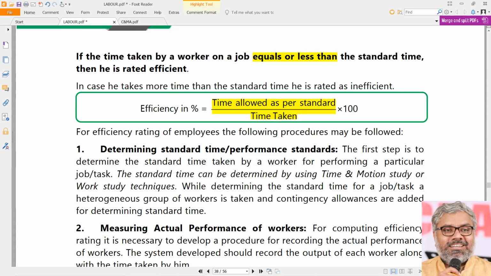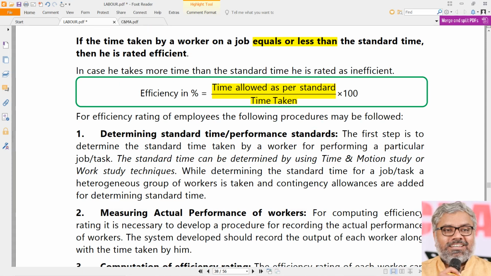Numerator, denominator same. Imagine the denominator is less than the numerator, then definitely the efficiency will be more than 100%, because the numerator is more and the denominator is less. Time taken is less than time allowed, meaning he has saved some time. That shows higher efficiency. Imagine time taken is more than time allowed, meaning the denominator is more than the numerator. In that case, efficiency will be less than 100% because the worker has taken more time than what has been allowed as per standard.